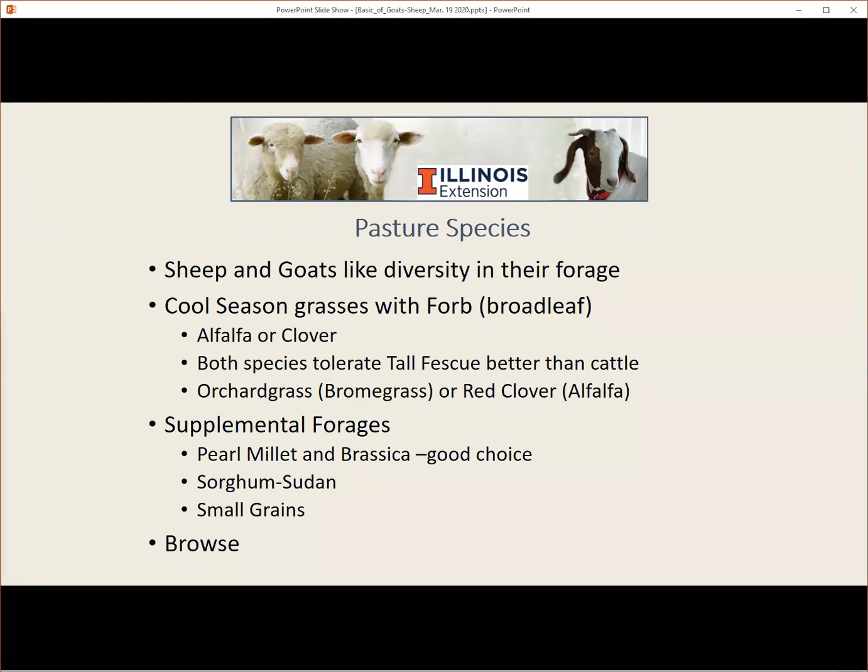So goats are known for eating from the top down and sheep from the bottom up. And so you'll notice that the tallest weeds or tallest plants in a pasture is what the goats will eat first. That's the way they go. As far as grasses, here in Illinois, orchard or brome grass do very well. Southern Illinois, we're in the tall fescue belt, and both these species tolerate fescue better than cattle do. So that's the good news. And then a legume to put in there would be either an alfalfa or one of the clovers. And we have lots of good grazing alfalfas as well.